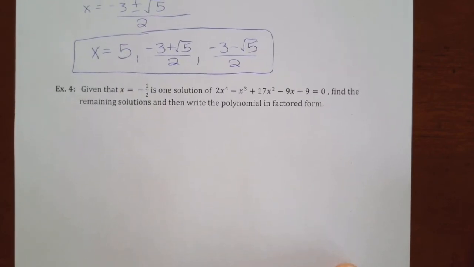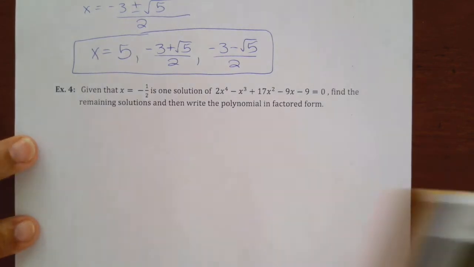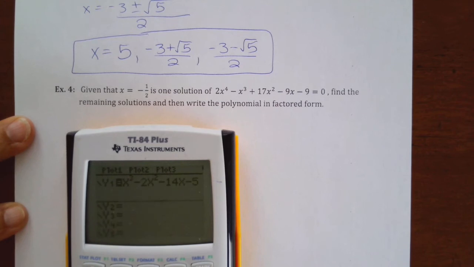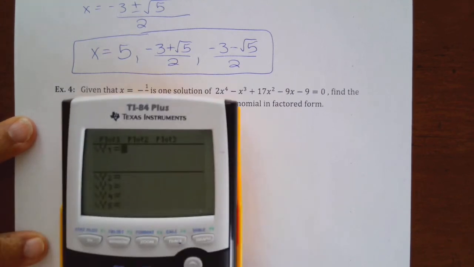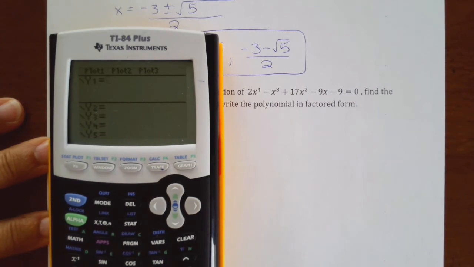Alrighty, let's try another one. So example 4 says you're given that x equals negative 1/2 is a solution. Let's find the remaining solutions and then write the polynomial in factored form. Okay? All right, so again, I'm going to start by graphing this thing. Because again, you guys have your calculator, and it's here to help you. So if there's nothing that says we can't do this, that's what we would do.